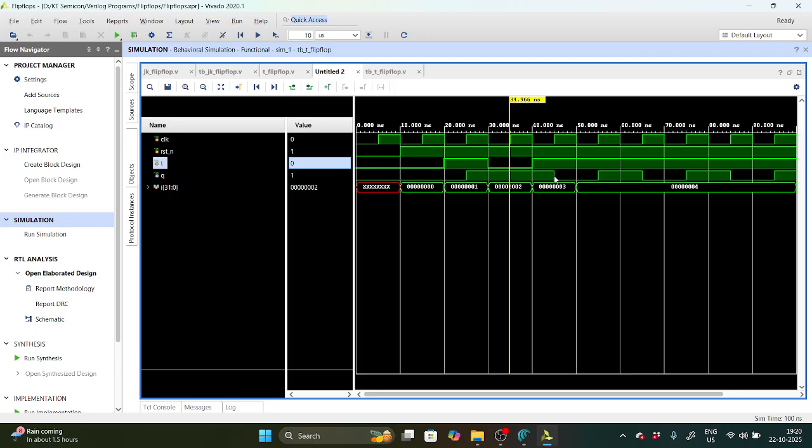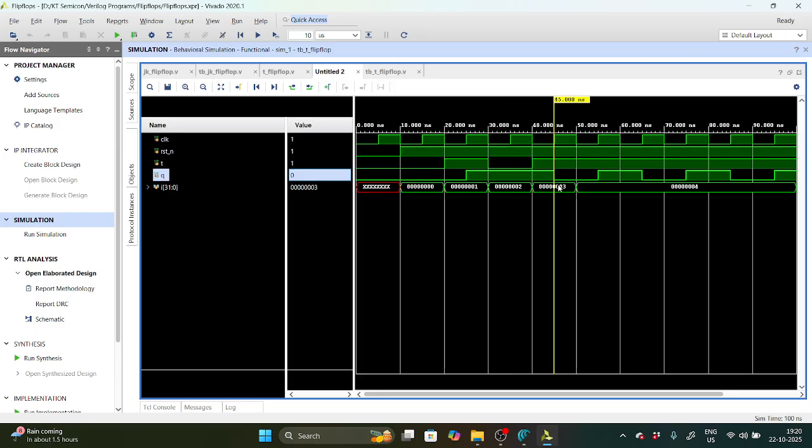Okay, and during this state, see here, T becomes what? 1. So it should go to toggle state. So previous state is 1. It is going from 1 to 0. Okay, see here. Now T becomes 1. So it should toggle. So previous state is 0. It is changing from 0 to 1. And here also T becomes 1. Previous state is 1. It will toggle from 1 to 0.